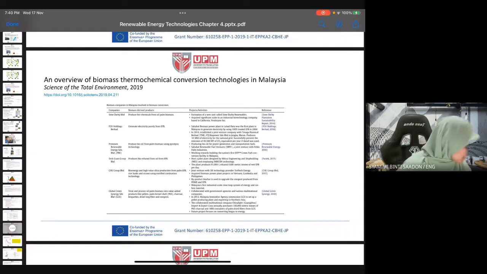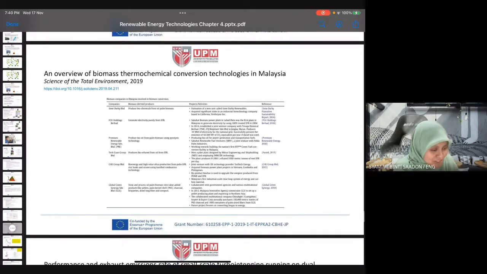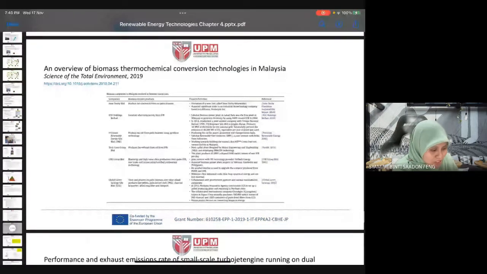Some examples: Samdabri produces biochemicals from oil palm biomass. And then we have FGV Holdings Berhad. Some of the companies maybe we have heard of, and some of them, I myself have never heard of before. So those are the overview of the biomass companies in Malaysia that are involved in biomass conversion.